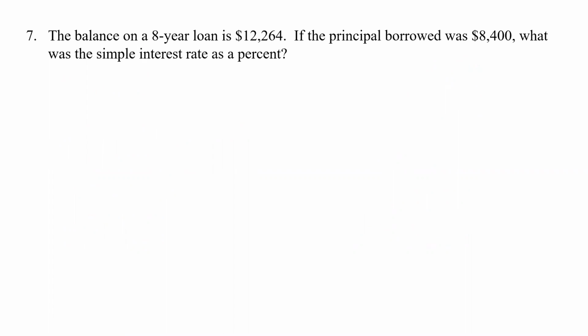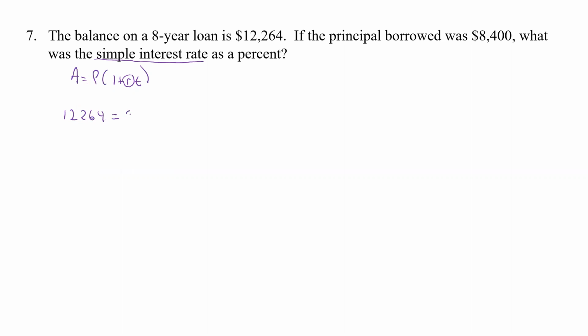It says the balance on an 8-year loan is $12,264. If the principal borrowed was $8,400, what was the simple interest rate as a percent? This time we're still going to use our A equals P times 1 plus RT, but we need to find out what the simple interest rate is. So we have to do things a little backwards and do some algebra to solve for that.